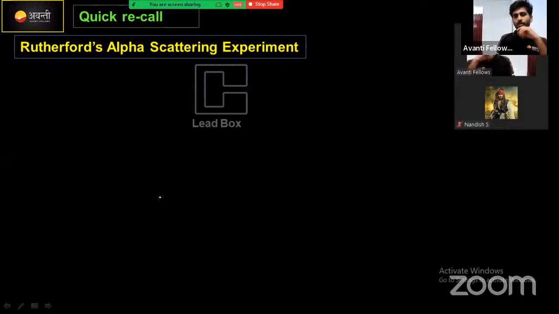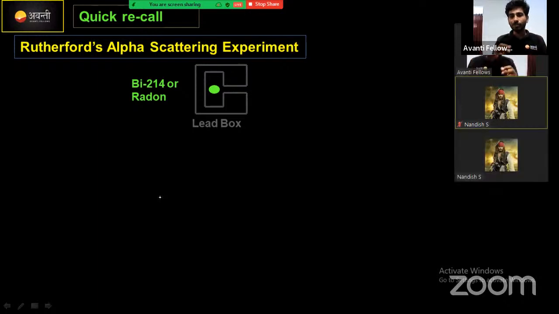The lead box contains bismuth or else radon. These two are good agents for emitting alpha particles. If they start to emit alpha particles, look here, in front of this one they kept a thin gold foil.